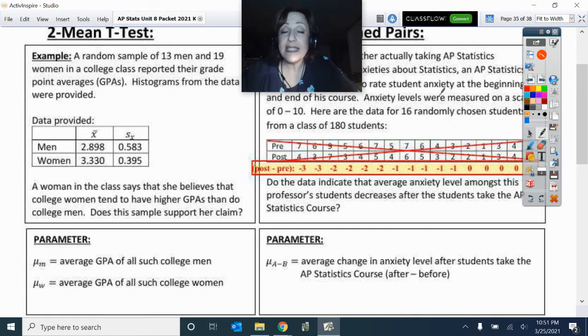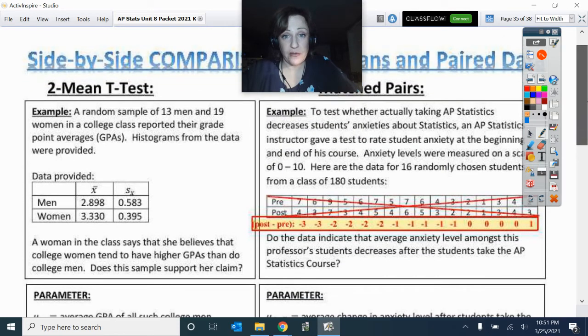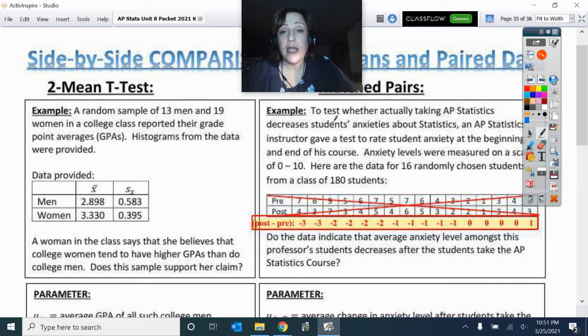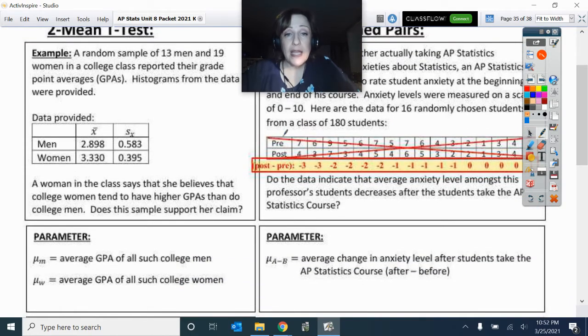Okay, let's take a look at this matched pairs situation. This is an example about whether taking AP statistics decreases students' anxiety about statistics. The AP instructor gave a test to rate student anxiety before the course and after the course. Here is the data for 16 randomly chosen students from her 180 students. So we had the pre-anxiety score and the post-anxiety score.